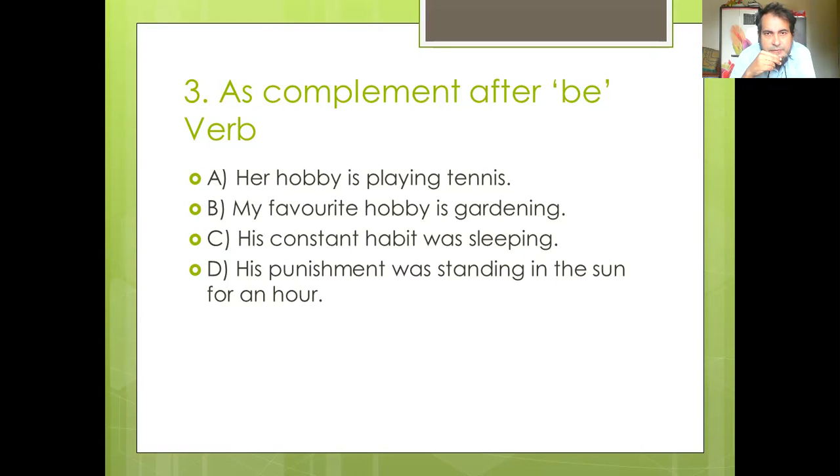Number D, his punishment was standing in the sun for an hour. Look how stand has taken the ing form and is used as a noun. What was his punishment? He was given a punishment. So standing is the name of that punishment, and it is used as a noun. Watch all these 4 examples, and you'll see how the gerund is used in every case.